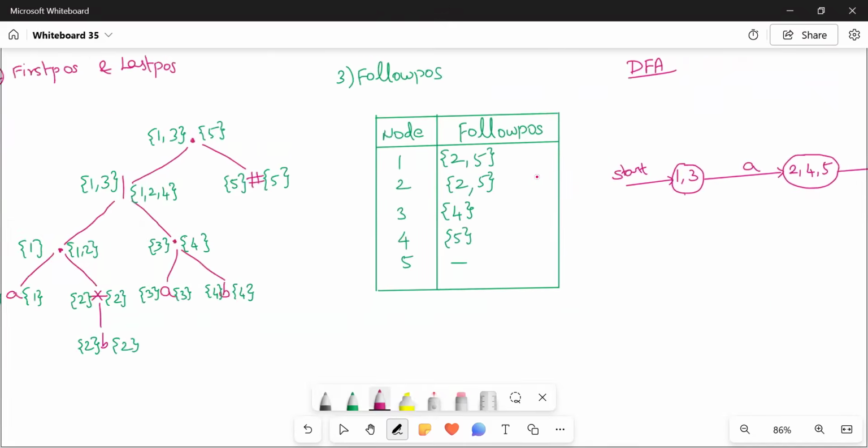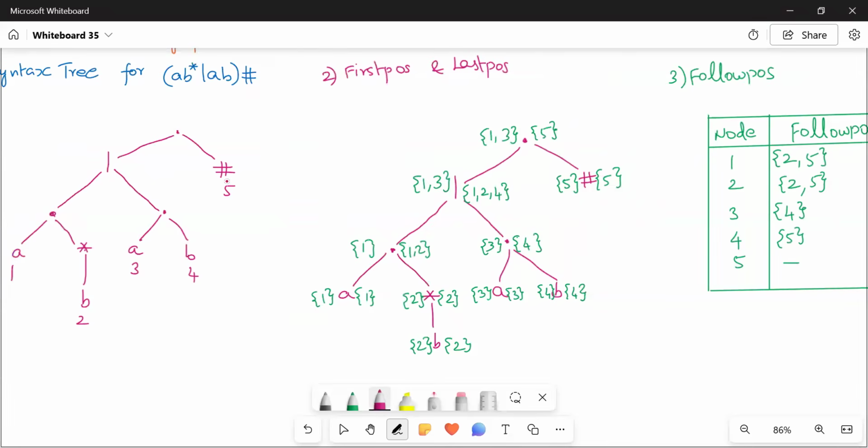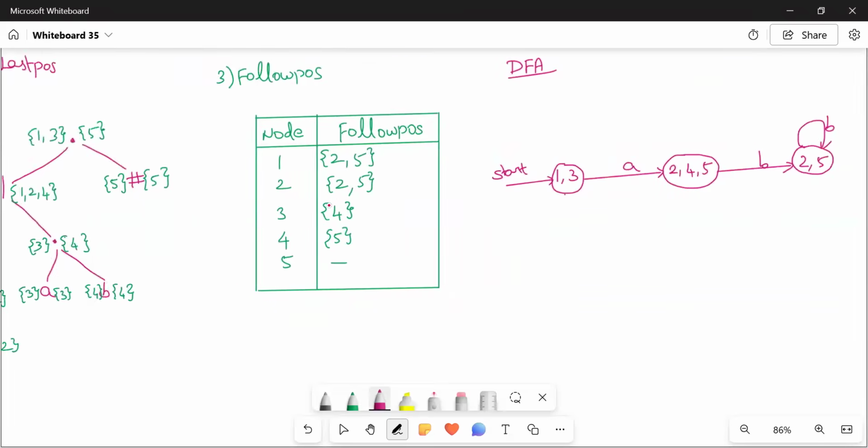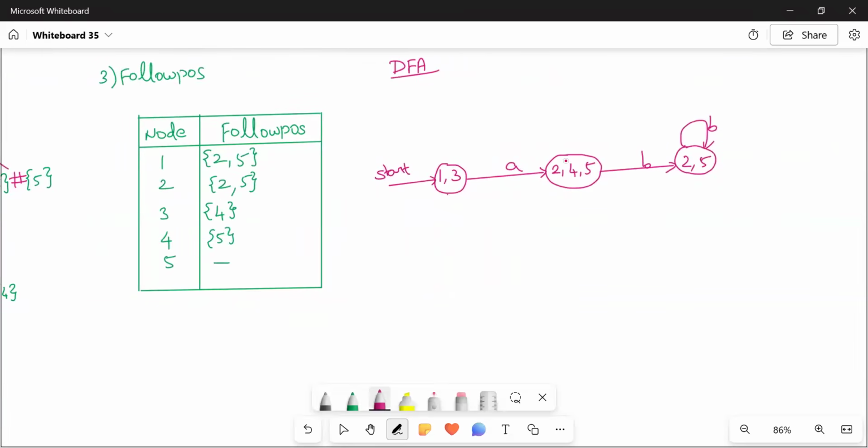Now we need to mark all the final states. Final state means the position associated with hash. It's 5. So all the states containing 5 are the final states. So 2, 4, 5 and 2, 5 are the final states. Here there is no transition on B. Here there is no transition on A. And from this state also there is no transition on A. So if you want, we can draw the dead state, and from here you have to draw B, from here you need to draw A, and so on. It's your wish. We can leave it as it is.